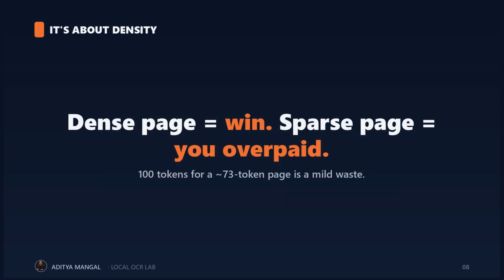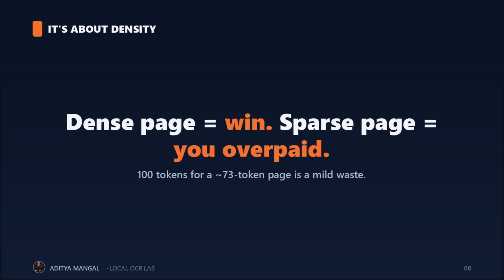So the 10x compression isn't a constant. It depends on how dense the page is. A dense page is a huge win, but a sparse page still costs the full 100 tokens. For 73 tokens worth of content, you overpaid. The compression ratio is a function of your document, not a fixed number.